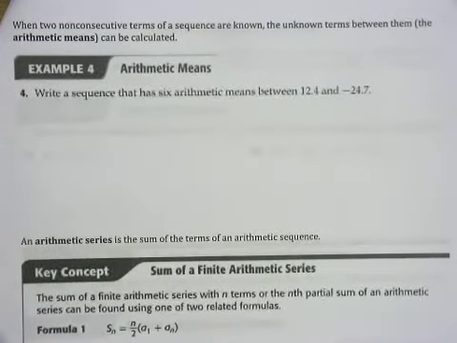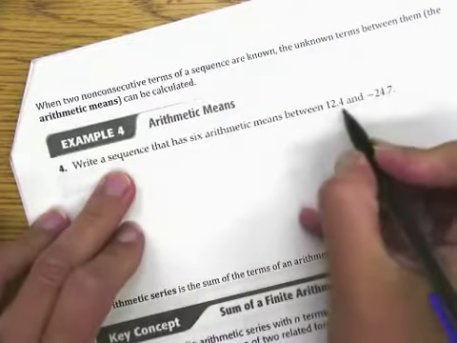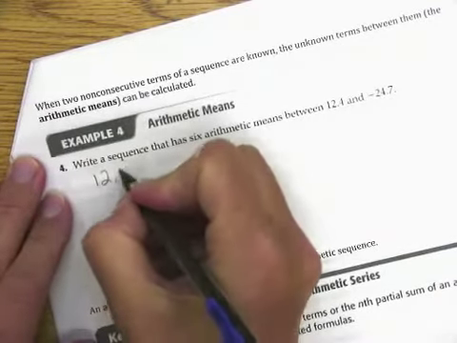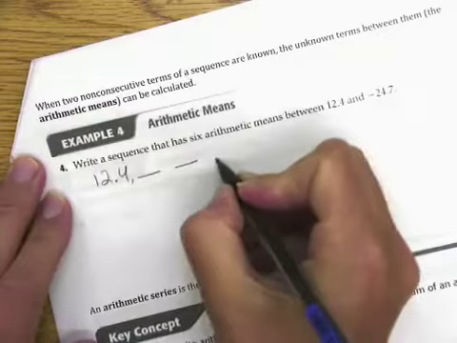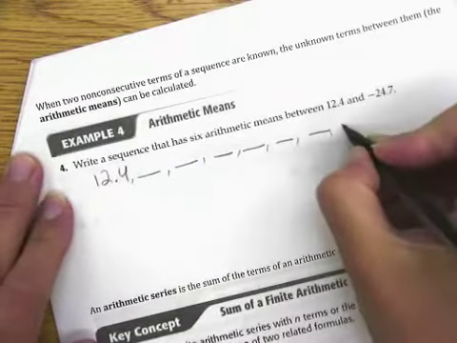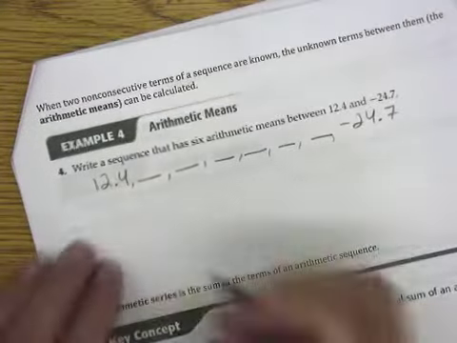If we know two terms of a sequence, but they're not consecutive terms, we can use that formula also to find the terms between them. Okay, so I know that a sequence has 6 arithmetic means between these two numbers. Okay, so visualize it. I've got 12.4, comma, 1, 2, 3, 4, 5, 6 terms, and then negative 24.7.